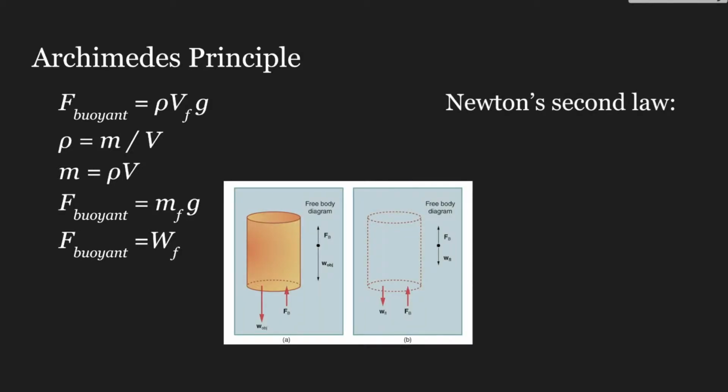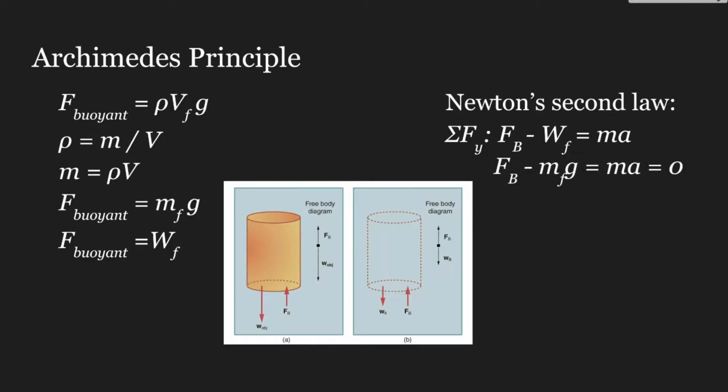Newton's second law states that the force equals mass times acceleration. We can set up the sum of the forces for the free body diagram pictured for the y-axis. It is the buoyant force minus the weight equals ma. Since the object is not moving up or down, there is no acceleration, so the equation equals 0. Therefore, the buoyant force equals mass times the acceleration due to gravity.